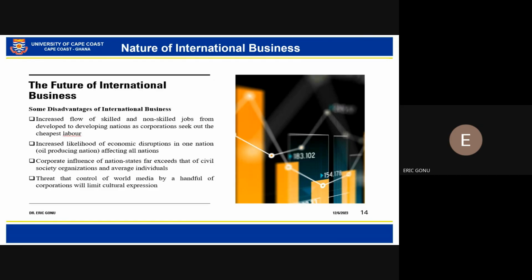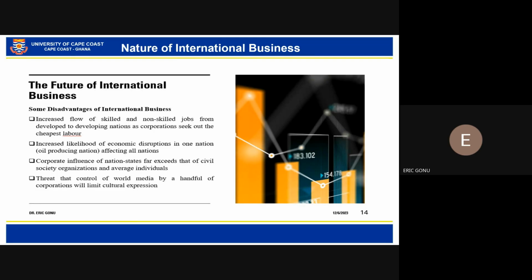It doesn't happen in that form. International business doesn't happen in that form. The corporate influence far exceeds that of nation states and civil society organizations. So that one is key. Once a company is in Ghana here and they are producing gas, providing services, I think they have influence on states, and they think about their home country, leaving the society where the organization is operating, and it affects us.